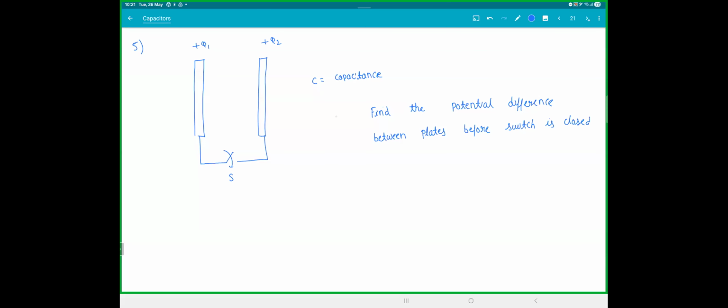Find the heat produced when the switch is closed. Now, before going ahead, I want to ask you something.